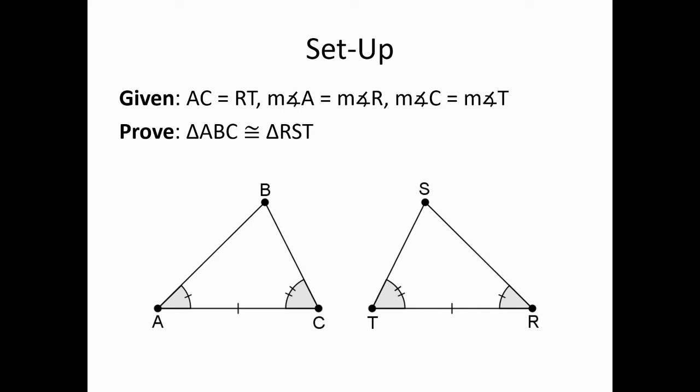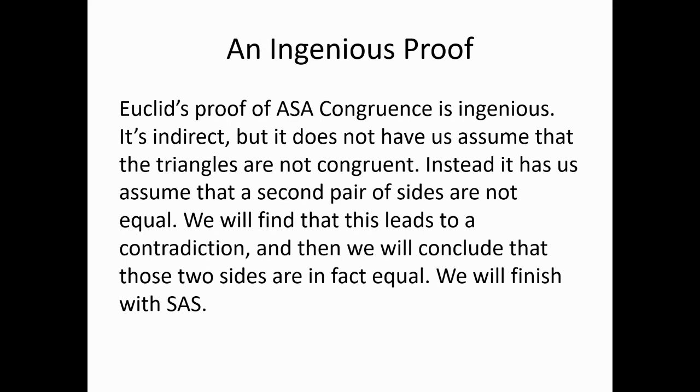Let's talk for a moment about how this will work out. We will assume that AB is not equal to RS. We will prove that this assumption leads to a contradiction, and then we will conclude that, since a statement that entails a contradiction cannot be true, it will follow that AB does equal RS. And once we know that AB equals RS, we will be able to say by SAS congruence that the triangles are congruent. So that's the basic strategy here.